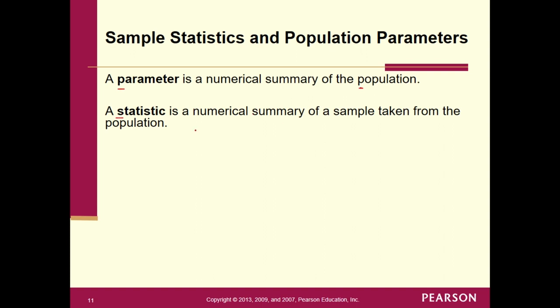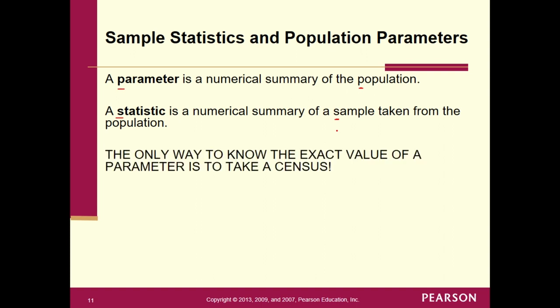Statistics come from samples, and they both start with S. So parameters come from populations, statistics come from samples. Now, the only way to know the exact value of a parameter is to take a census. And what's a census? A census is looking at the entire population.